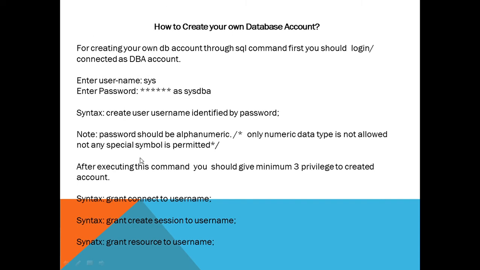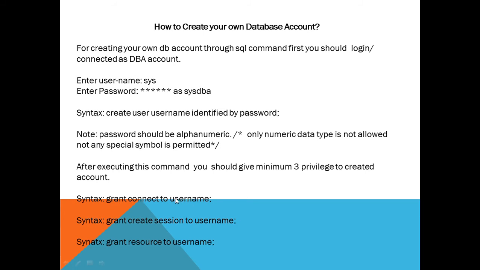After this, you cannot log in with your account, and you cannot insert, delete or modify anything, or create a table. You have to give some permissions to your user for creating, for connecting, and for inserting data into a table. Basically, there are three permissions, called privileges in the database, to give to your created user. The first permission is grant connect to username.